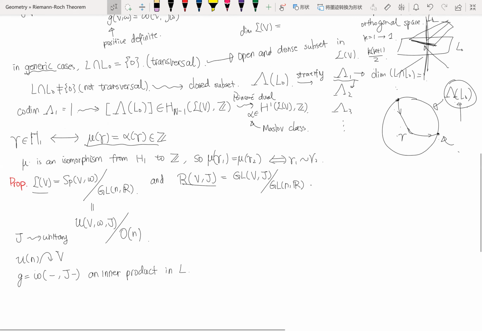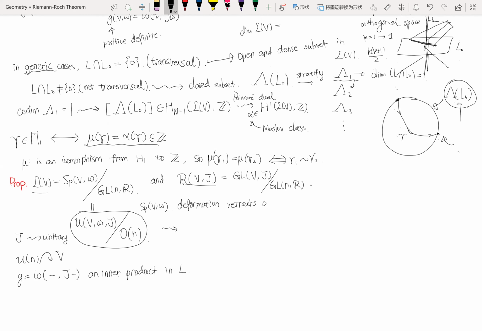So in this case, if we consider the space of the unitary group quotient by On, then we obtain the Lagrangian Grassmannian, and we know that Sp(V, omega) deformation retracts onto the unitary group. And I think you can find it in Hall using polar decomposition.